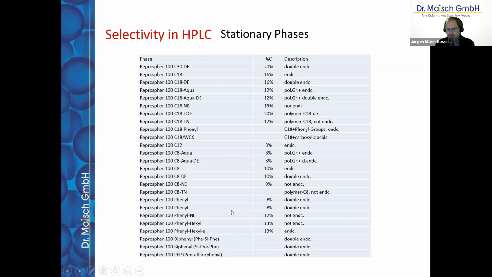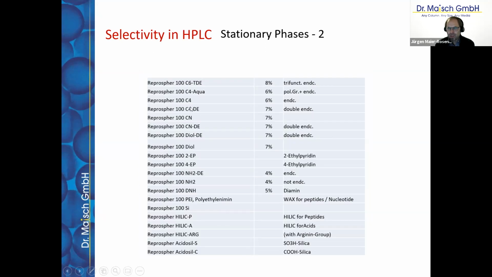Beside these alkyl and phenyl phases, we have also all the other ones, the short alkyl chains, and then the diol and ethylpyridine, which is mainly used for SFC. One of the most modern phases is the polyethyleneimine phases, which can be used in a lot of different applications. You can use it for reverse phase chromatography, you can use it for HILIC, and it's also pretty successfully used in SFC mode. And then, of course, the HILIC phases and special phases on it.